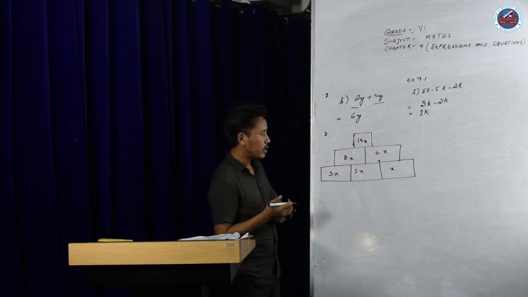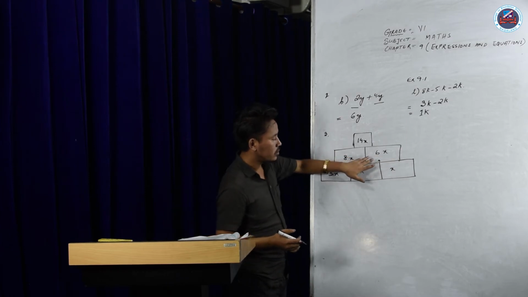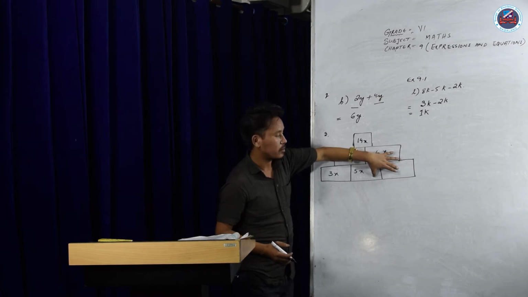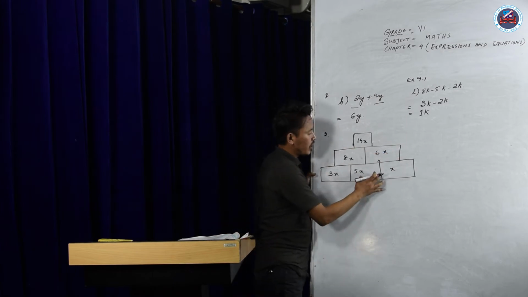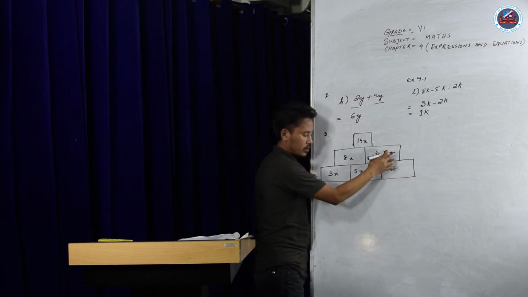Clear? Once again, it says that the answer for each pyramid block is the sum of the two blocks below it. There is 5x and x here. When we add these two together, it becomes 6x.